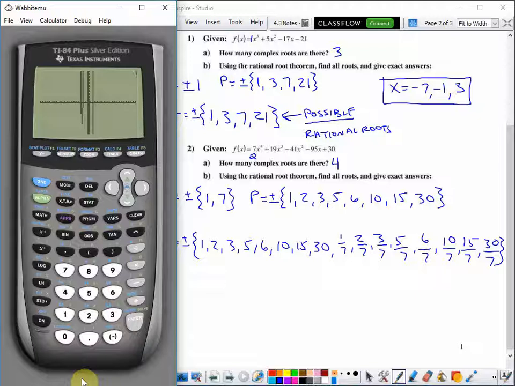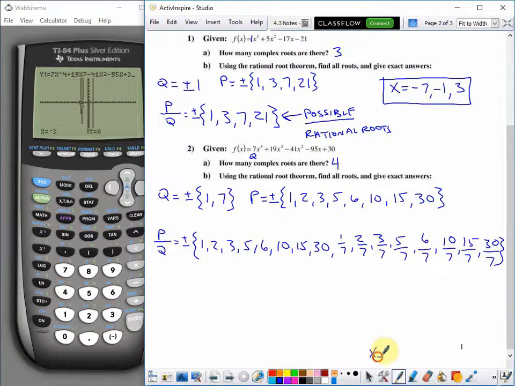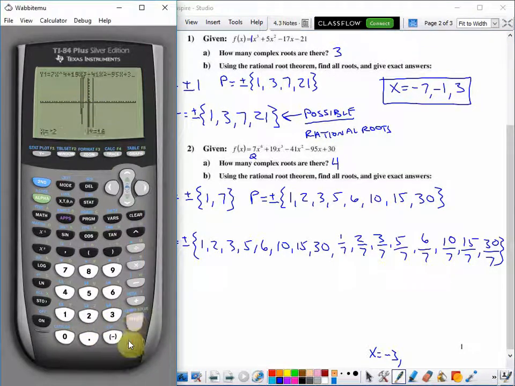Okay, so there's my graph. All the way to the left here looks like maybe -3, so I trace -3, and I do get an output of 0. Okay, so x equals -3 is one of the solutions. Right here looks like somewhere around -2, but my output at -2 is not 0, so -2 is not correct.